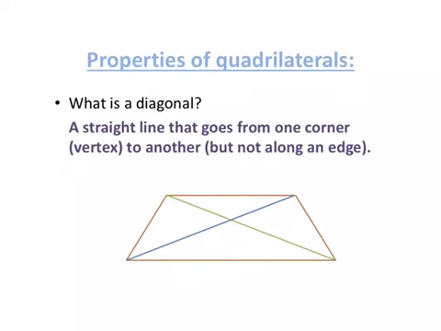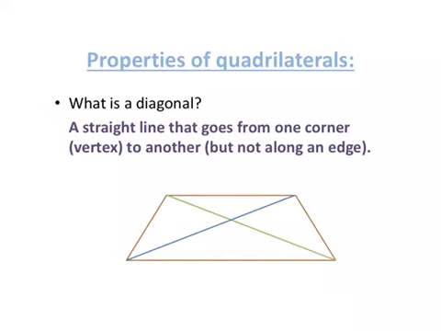Okay, this is the more important part. So the properties of a quadrilateral. So what makes a certain quadrilateral special? How do we define them? How do we categorize them into different types of quadrilaterals? So it's got to do with their properties.